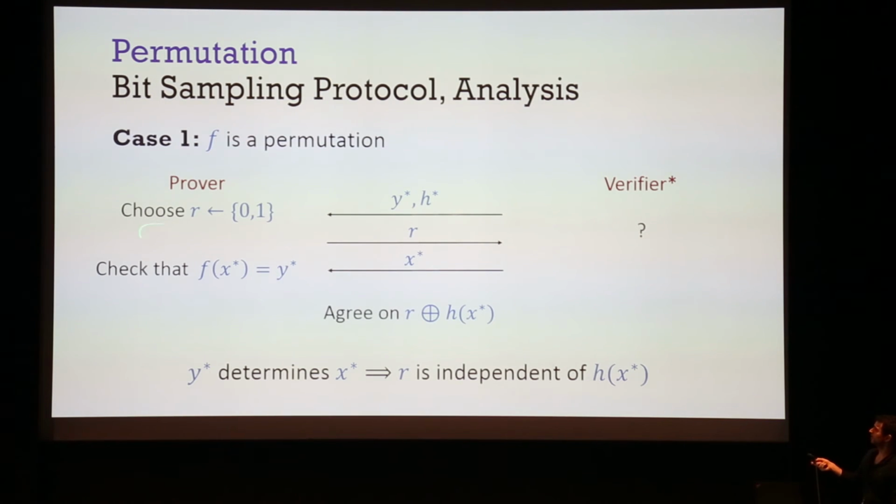But if x star passes this test, and f is a permutation, then actually x star was determined by y star. So x star was determined before the prover sent this bit r. So this tells you that this is uniform, and r is independent of h of x. So this is the first case.